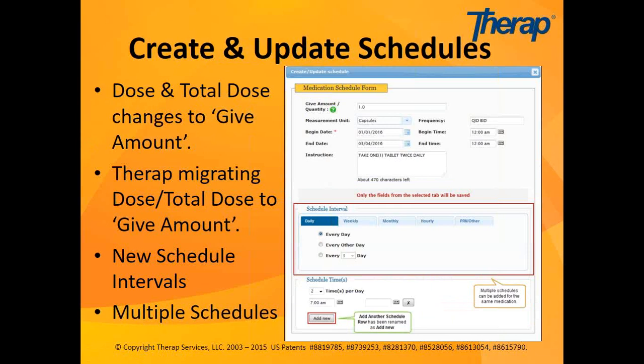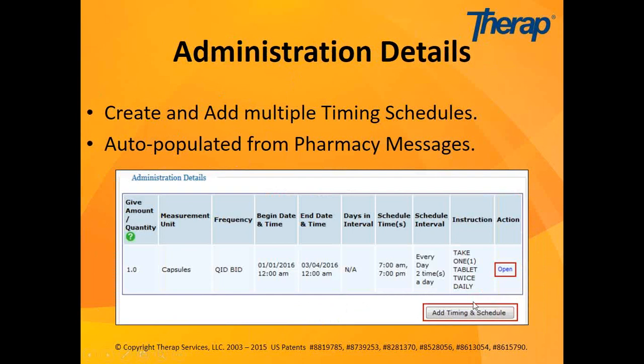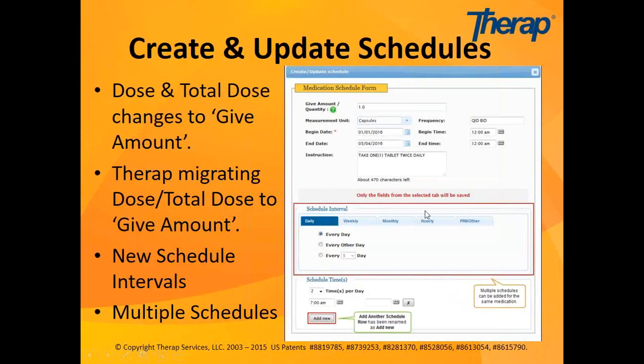So if you're looking at the medication schedule form that we would have just clicked on that previous page, so if you're clicking Add Timing and Schedule, then you get this pop-up of a medication schedule form, and there's your give amount, your measurement unit, your begin date, your end date, your begin time and end time, your instructions for how to take the med, and then you are going to schedule some intervals.